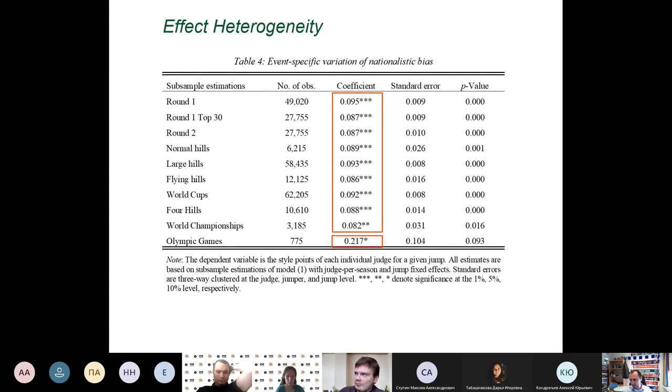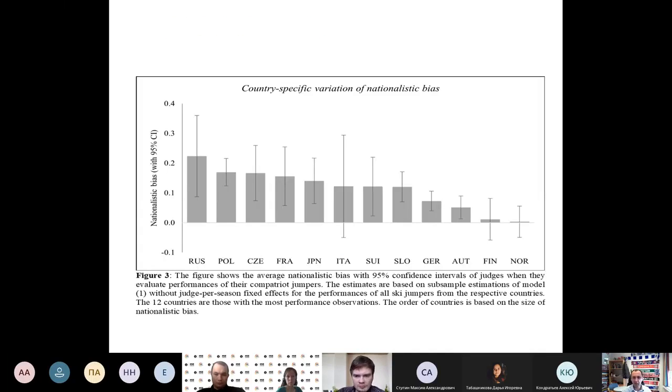We cannot really conclude anything from this because we only had one Olympic Games in our data set, which was in Sochi, but this is what we find. Anyway, when we run interaction analysis, like regression with interaction terms, we find that Olympic Games is not significantly different from others, but it is different. We cannot deny that.